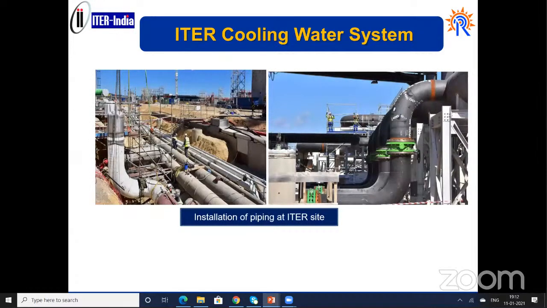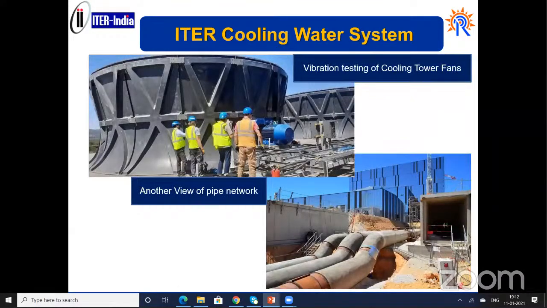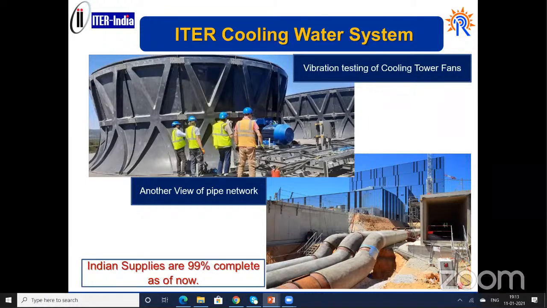A lot of pipe work is being installed at the ITER site, but this is not done by India. The pipes are supplied by us and installed by the European contractor. The cooling tower pump is a long vertical pump, and it is being installed there. All these systems are tested here once, and tested there again. As I see, the big cooling tower fans are vibration tested here. It's not only for the operation of the fans, it is also important that they don't fall off during transportation, because that is by sea again.